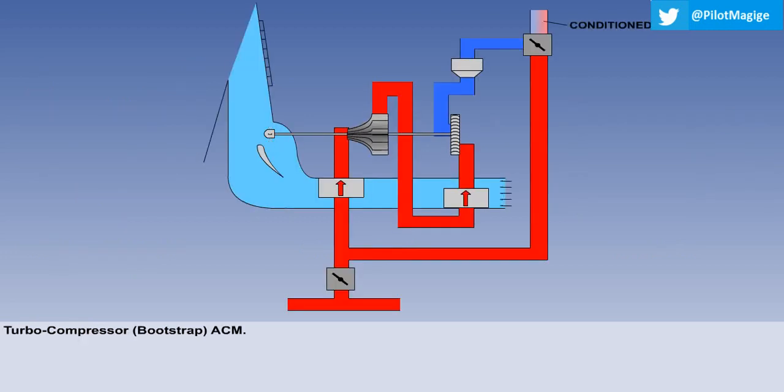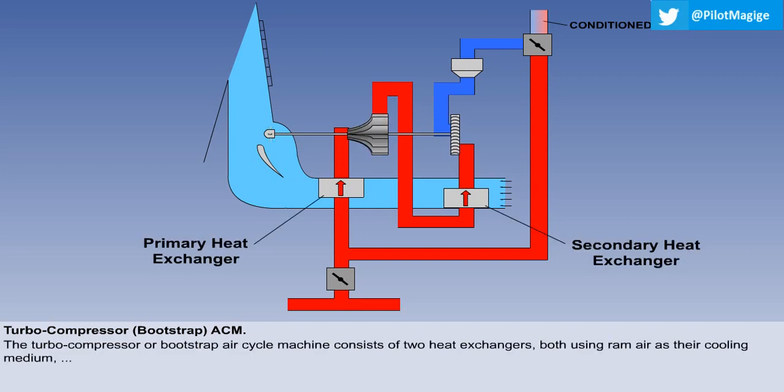Of the three, the turbo compressor or bootstrap is the most popular air cycle machine in current use. It is used where the pressure of the bleed air is relatively low, as in the case of aircraft using high bypass ratio or small turbo propeller engines. It consists of two heat exchangers, both using ram air as their cooling medium, and a rotating turbine and compressor arrangement. The turbine assembly is sometimes referred to as the turbo refrigerator.